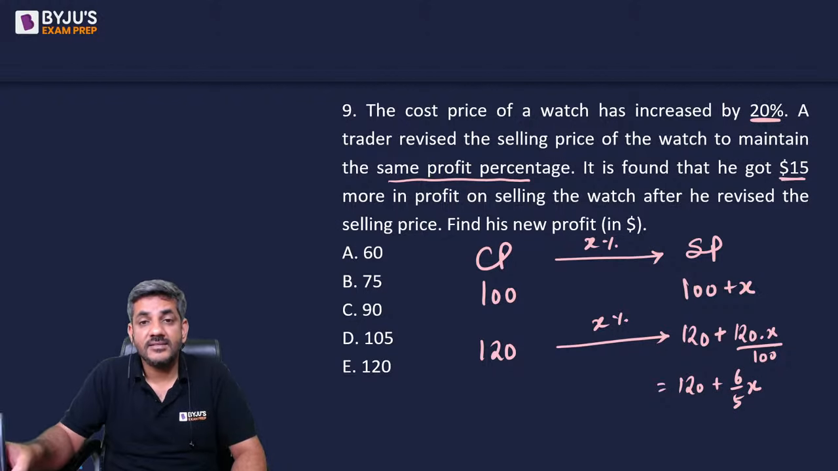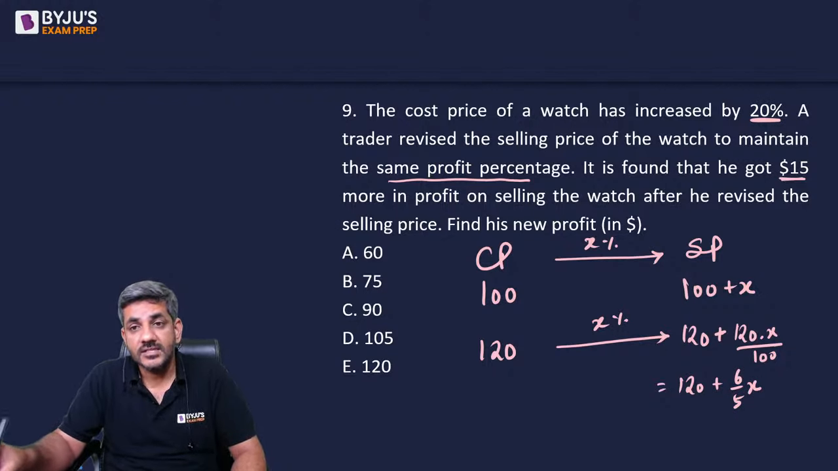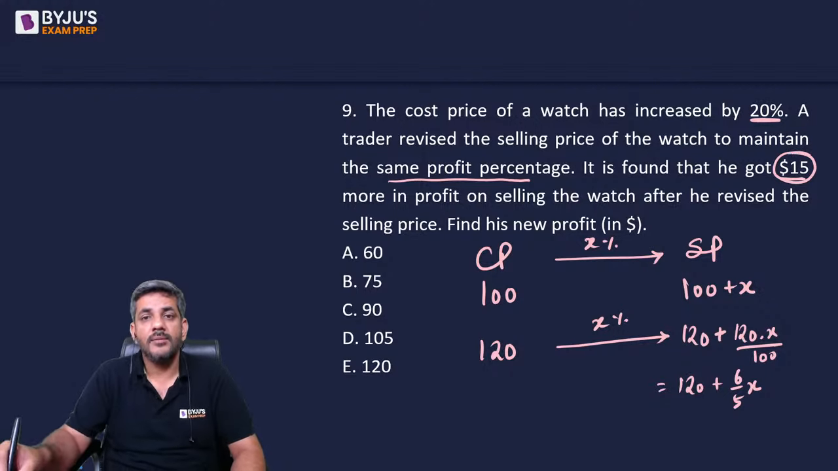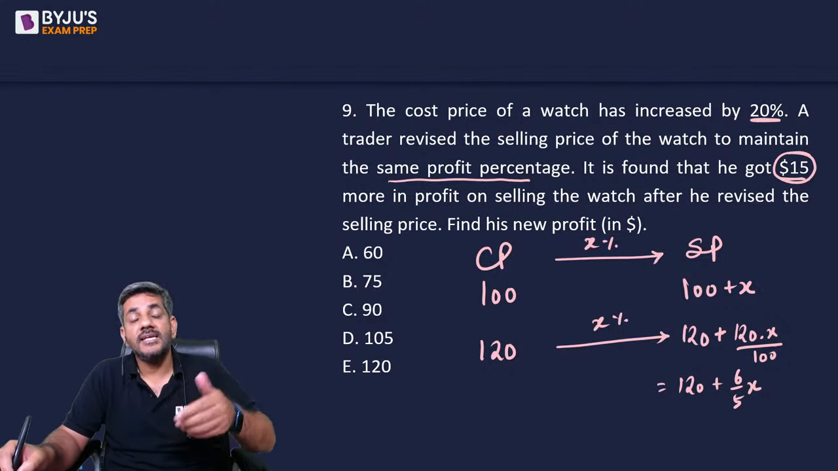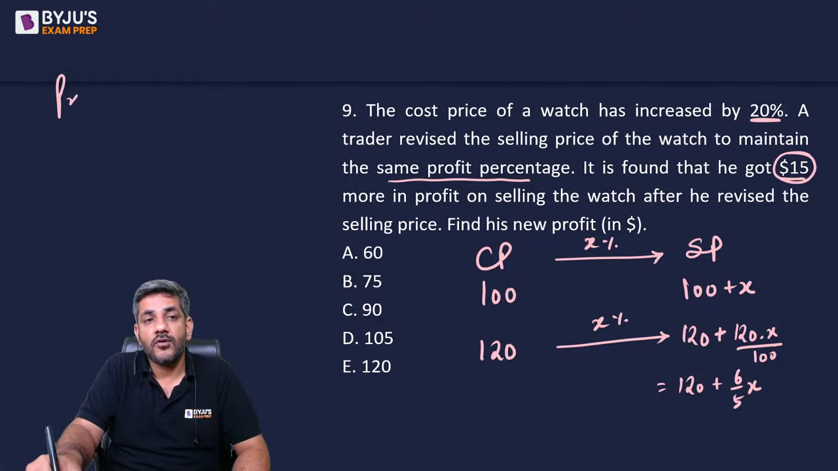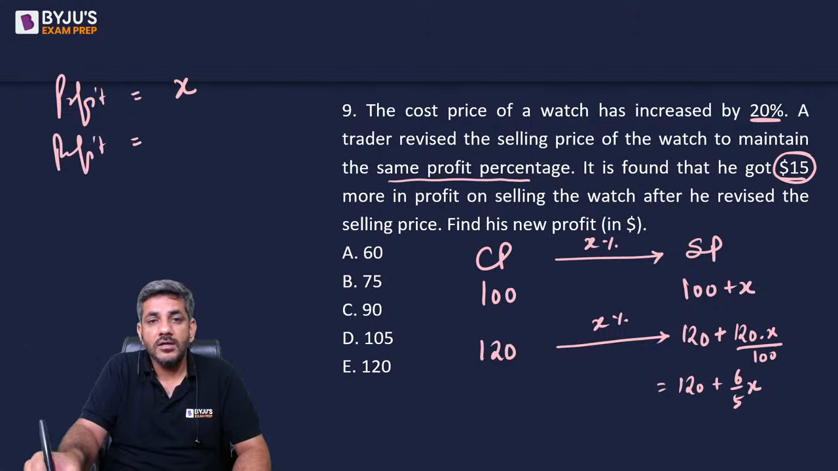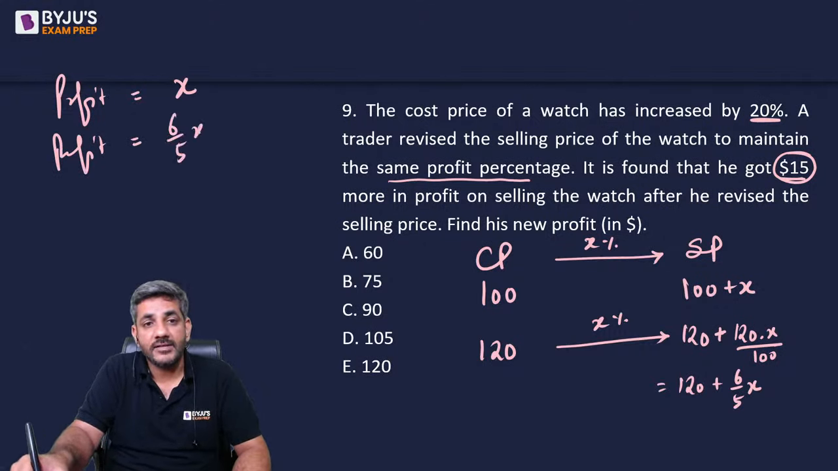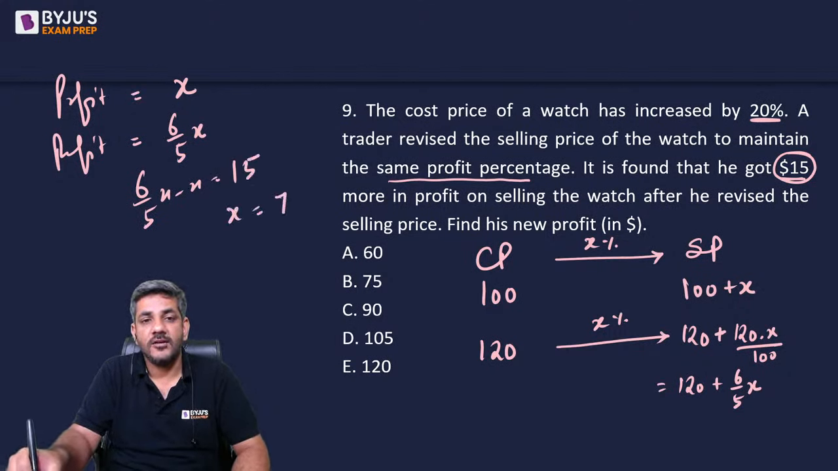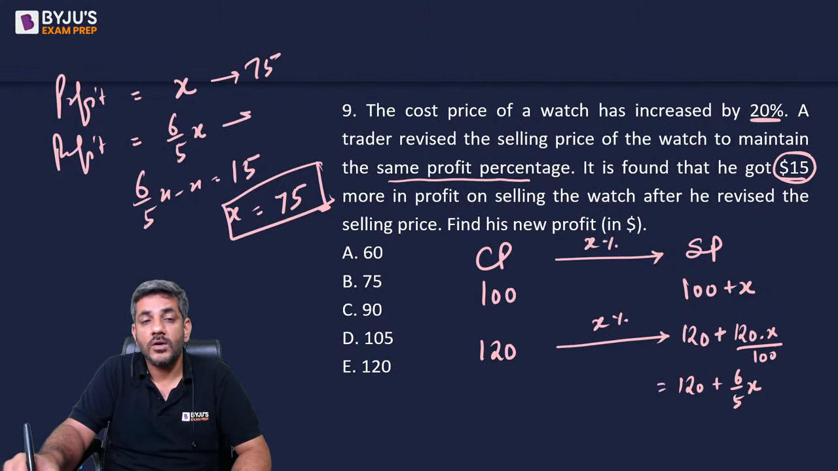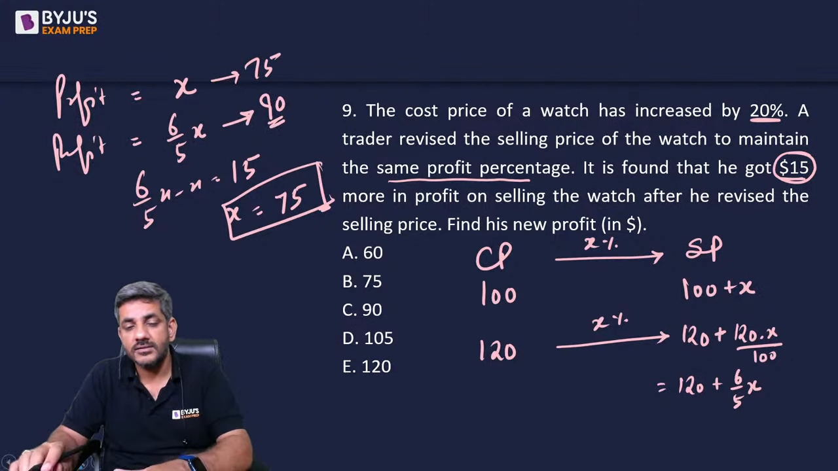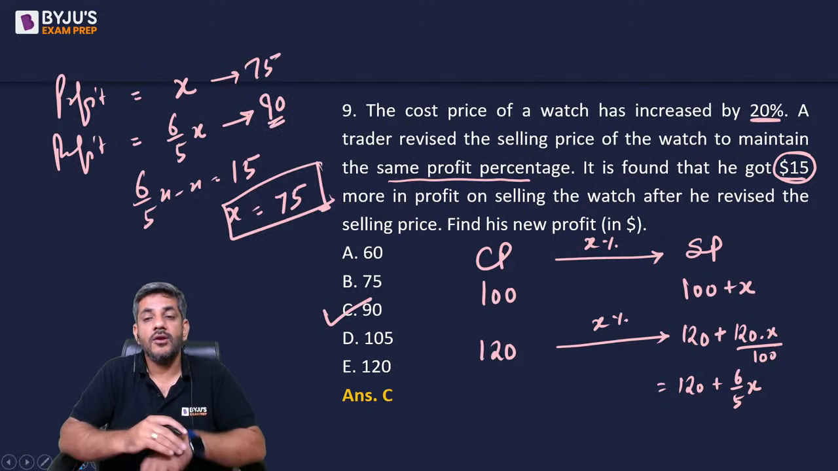Now the question is saying that with this new selling price, he got $15 more in profit on selling the watch. So his profit has increased by 15. What was his profit before? His profit before was X. What is his profit now? His profit now is 6 by 5X. The question says the difference in the profits is equal to $15. So can I say X is equal to $75? That means previously his profit was $75. So what is his profit now? It is $90. So my right answer for this question should be option C.